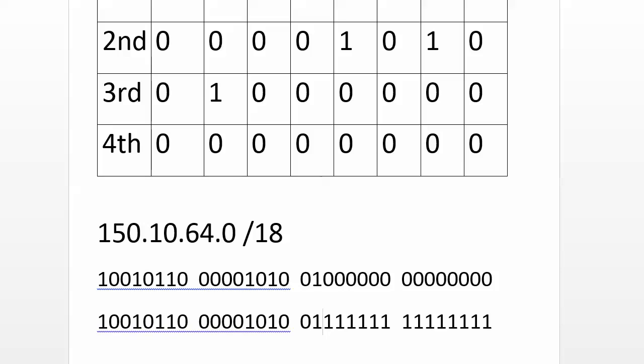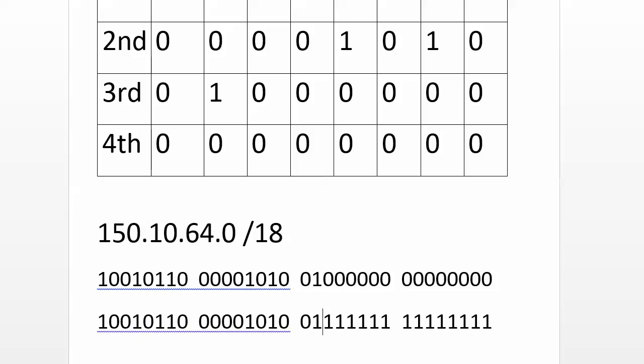So that would start with 150.10.64.1 and end with 150.10.127.254. That's your range of valid host addresses. That's all you have to do.